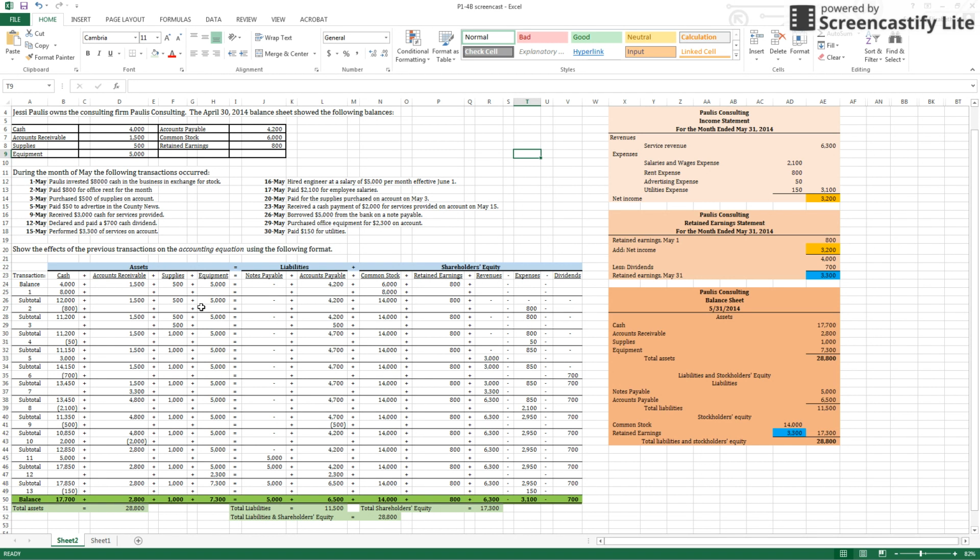Now, to remember, how do we increase and decrease different accounts with our debits and credits? Well, as it happens, assets are increased with debits. Again, debit just means left. And liabilities and shareholders' equity are increased with credits. And credits just means right.